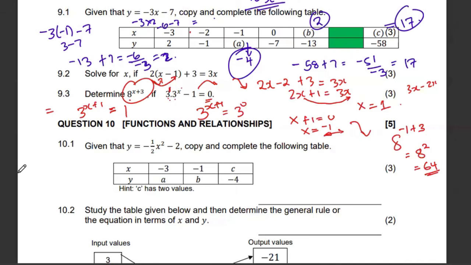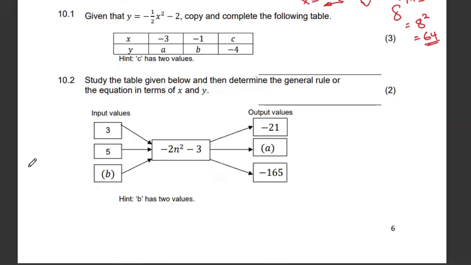And then question 10, functions and relationships. We have these equations. They want us to find a, b, and c. Let's substitute again. Negative a half, negative 3 squared minus 2. Negative 3 squared gives us a 9. So it's going to be a negative 9 over 2 minus 2. Okay, when I punch this into the calculator, I'm getting negative 13 over 2.